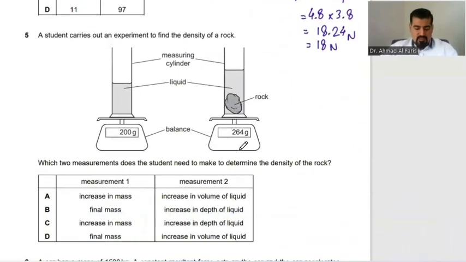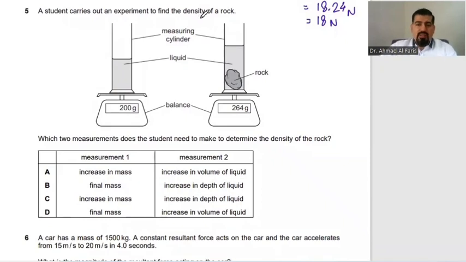Next, what do we have here? A student carried out an experiment to find the density of a rock. Which two measurements does the student need to take to determine the density of the rock? Now we know that density equals mass divided by volume. That's the standard formula. But here we have two masses and two volumes.